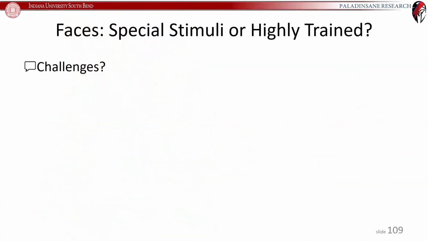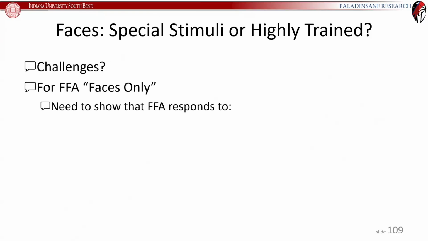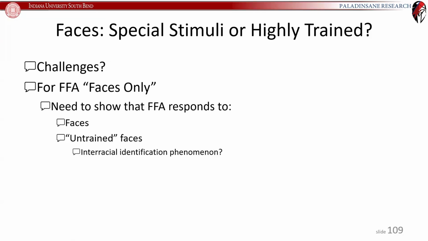So again, the challenge is to put a pin in this. If you want to show one way or the other, whether the fusiform face area is for faces only or for highly trained stimuli, and you want to show that it's for faces only, you need to show that it responds to some sort of untrained faces, faces that you are not trained on. The only thing I could think of was the interracial identification phenomenon, where we are experts at identifying individuals of our own race, but we are not very good at identifying individuals from other races.